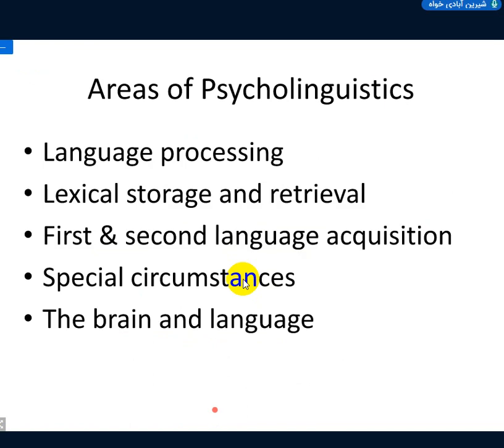What are the areas of psycholinguistics? There are many different areas. It's a vast area within psycholinguistics. We can study language processing. Language processing means comprehension and production of language. This is one area of study.